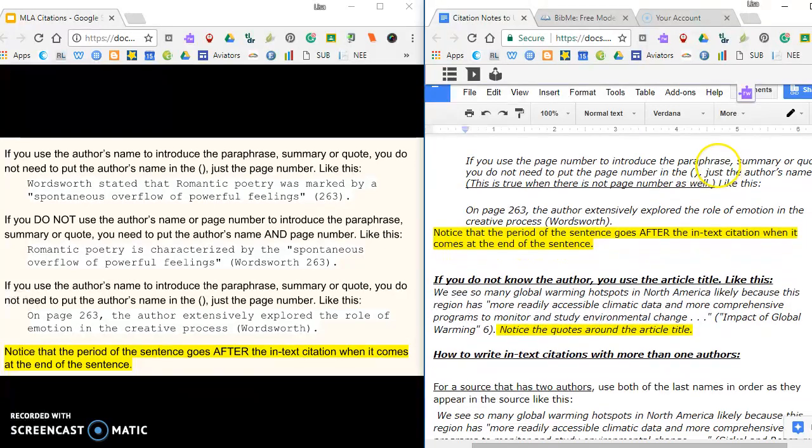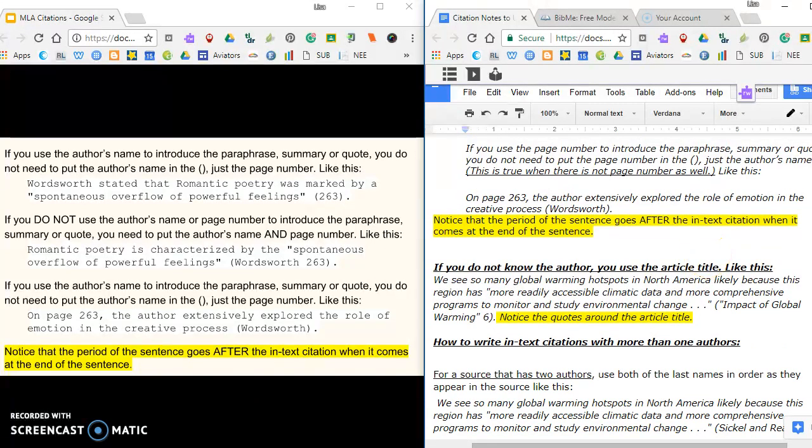The next option that we have over on the slides and also in your notes is if I decide to use the page number to introduce a paraphrase, then it may look something like this, like on page 263. Then I just put the author's name in my in-text citation. Note that in all of these examples, the period always goes after our in-text citation, not before, and just after that will end the sentence. Yes, it looks weird because our in-text citation looks like it's part of the sentence, but that's the way that we need to do that.